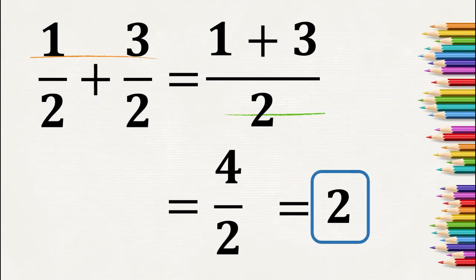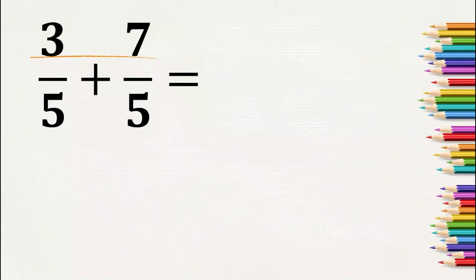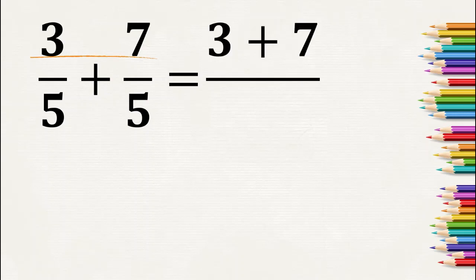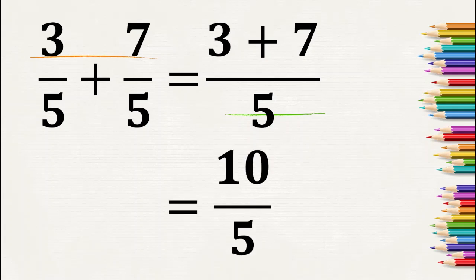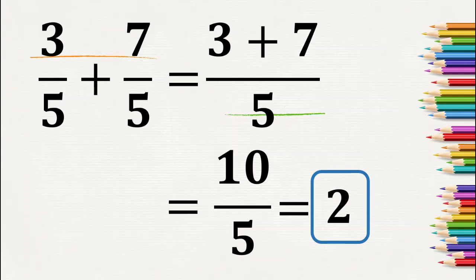Next, we have 3/5 plus 7/5. Add the numerators. We have 3 plus 7. Copy the common denominator. We have 5. 3 plus 7 is 10. Denominator is 5. 10 divided by 5 is 2. The sum of 3/5 and 7/5 is 2.